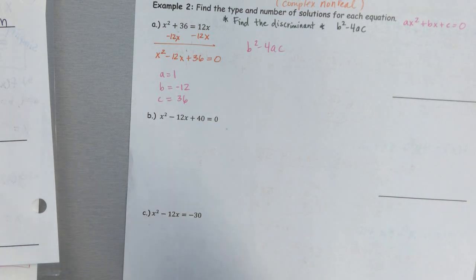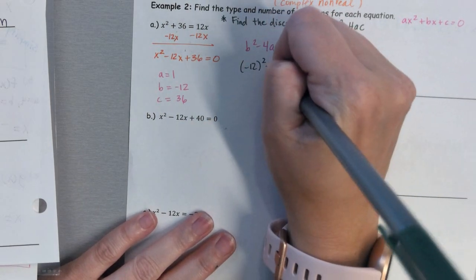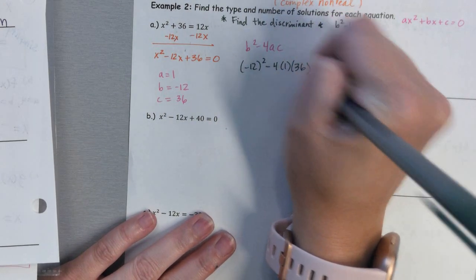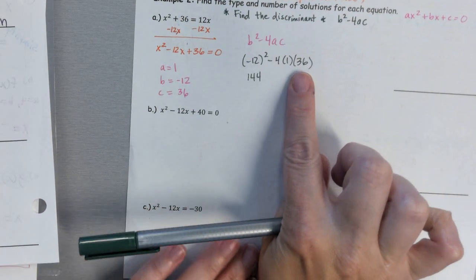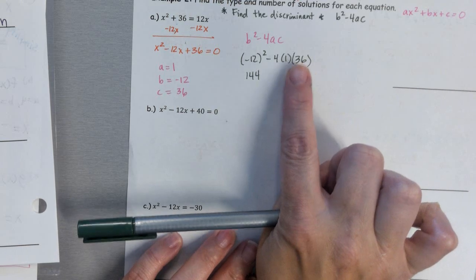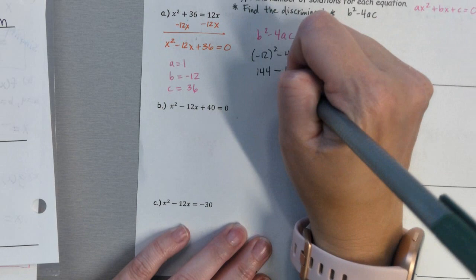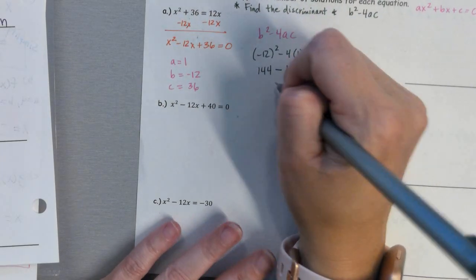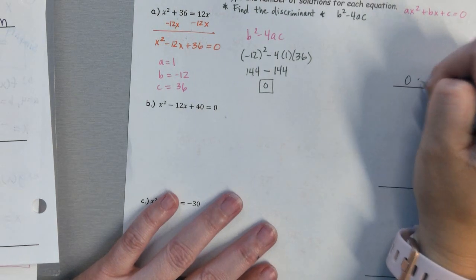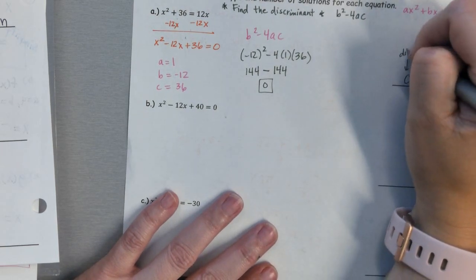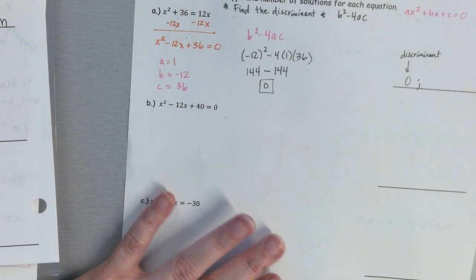Alright, so you should have negative 12 squared minus 4 times 1 times 36. And again, you do want to pay attention to the signs, because if one of these is negative, this will turn into a plus. Then you should have got 144 minus 144, so your discriminant is 0. This is your discriminant, and then I just separate this with a semicolon.